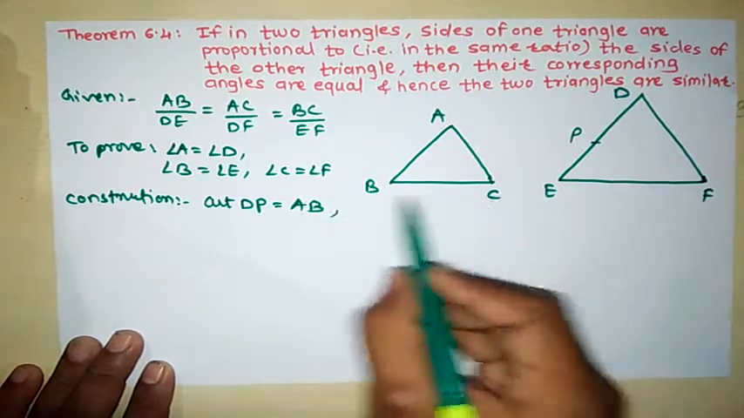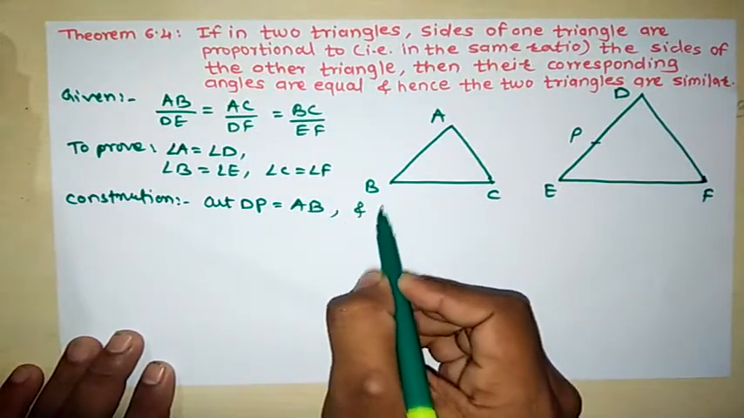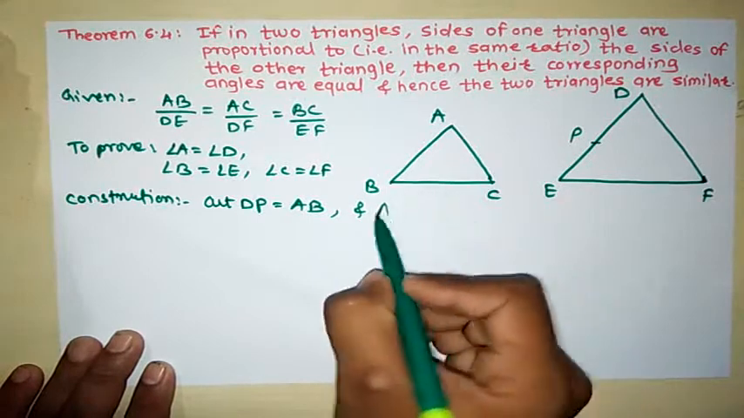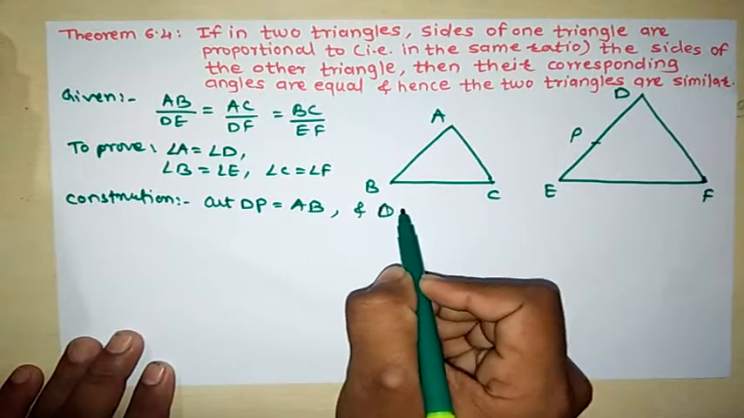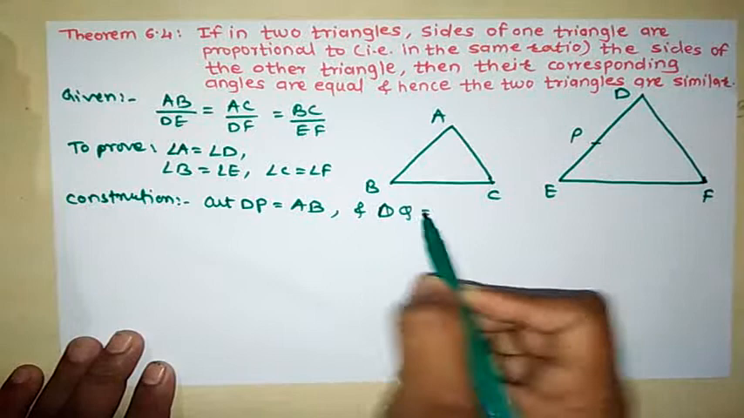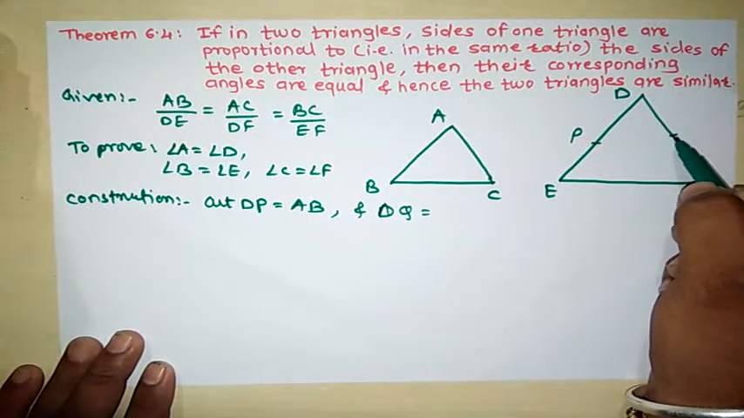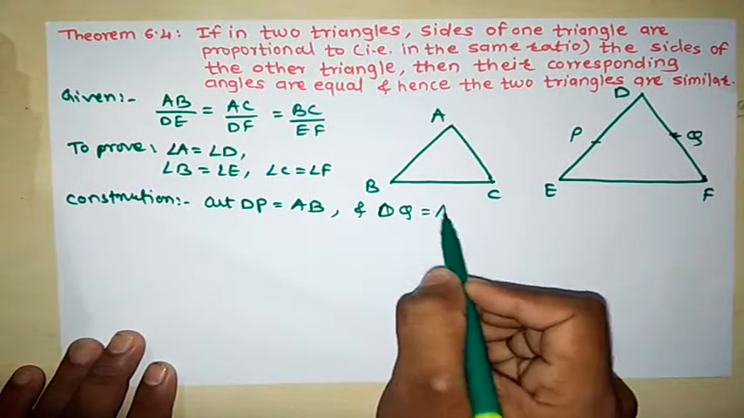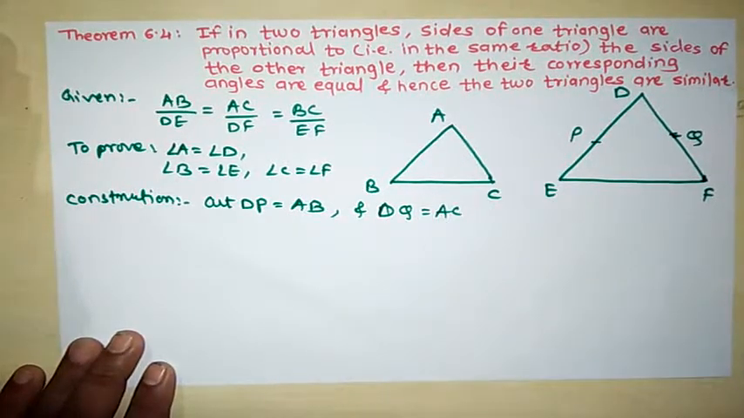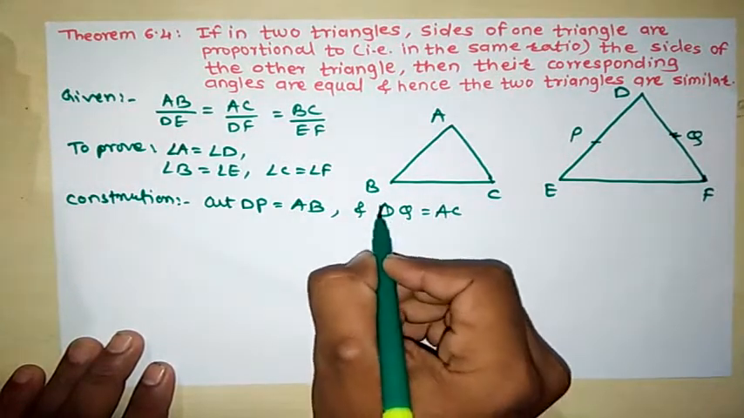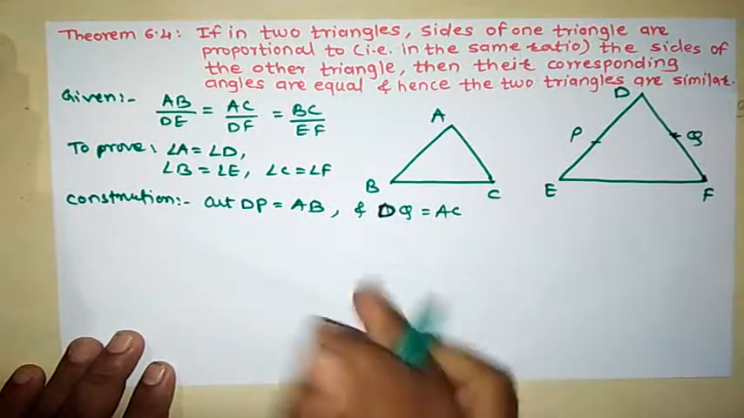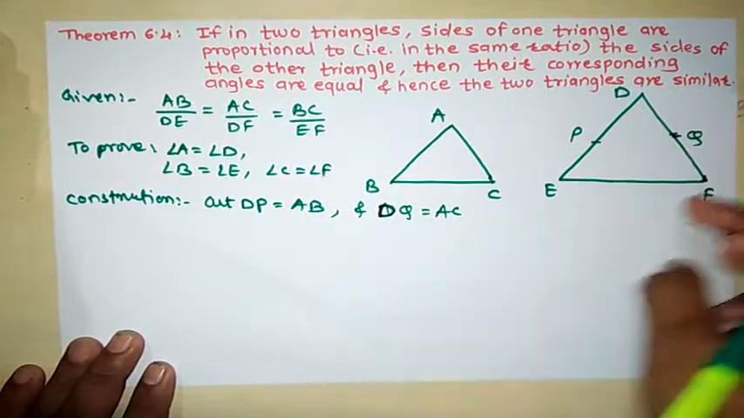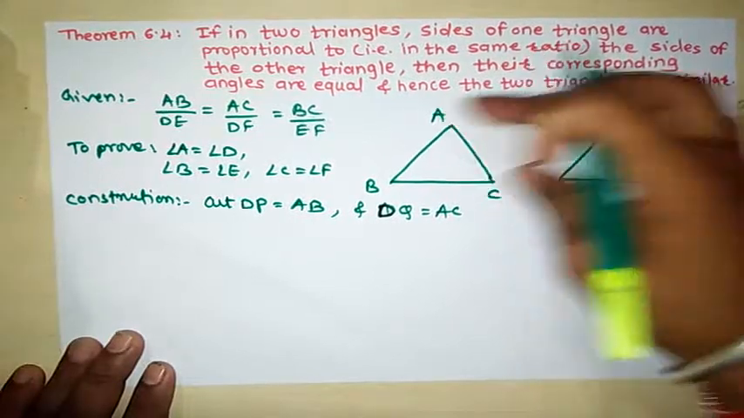And again, sorry, DQ is equal to, again we have to cut DQ at this point Q. DQ is equal to AC. AC के बराबर DQ को कट करना है. It looks okay ना? DQ is equal to AC.